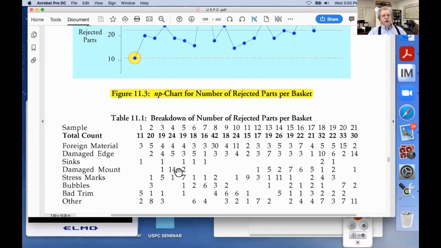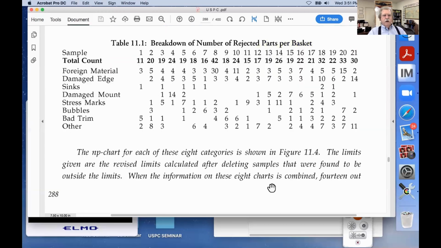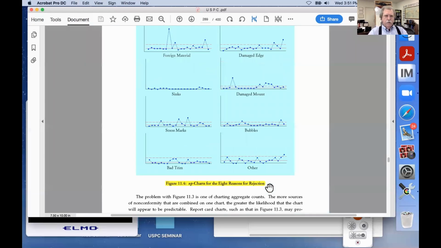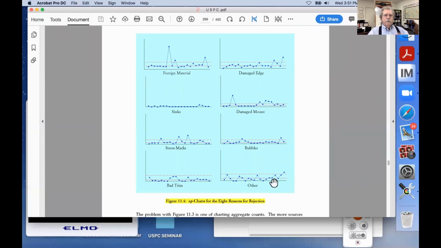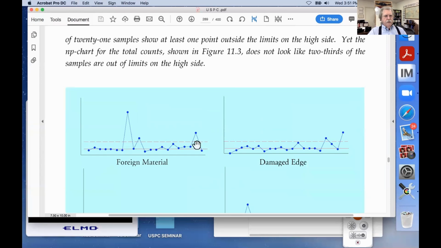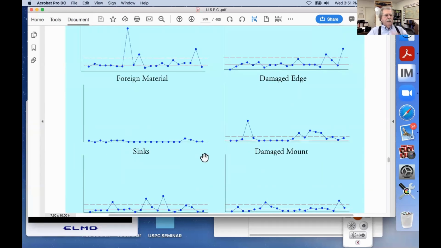I said, while you're tracking these, you need to have a chart for each category. And he said, well, we have a running record for each category, and pull the charts out on the next page. And I said, well, this is where you need your limits. So I put limits. This is just an NP chart formula, real simple. Limits on foreign material, they're 3 points out. Limits on damaged edge, and they're 2 points out. I didn't bother to put limits on sinks because they're onesie-twosie.